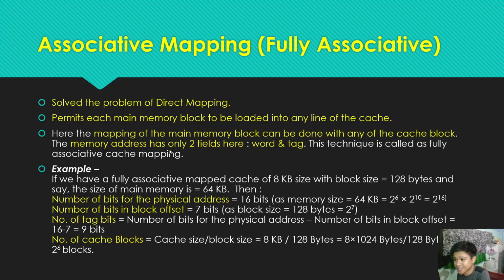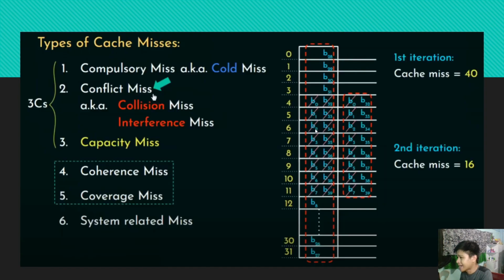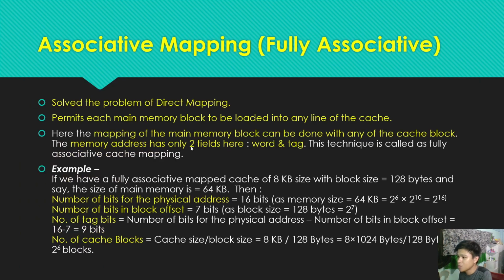The memory address has only 2 fields here. Before we had 3: the tag, block, and word. In here, we only have the word and tag. So we don't have a block in associative mapping. This technique is called fully associative cache mapping. Sometimes it's called associative mapping, or fully associative mapping. Either of those, they are just the same.